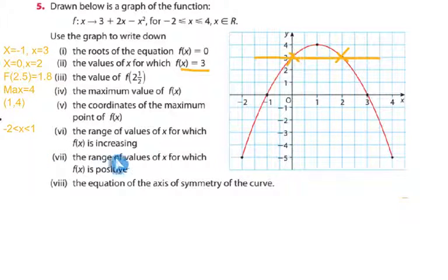So there we are. The range of values of x for which f of x is positive. So where is this function positive? Well, it's positive above the x-axis and it's negative below the x-axis. So the range of values are going to be from minus 1 to 3.